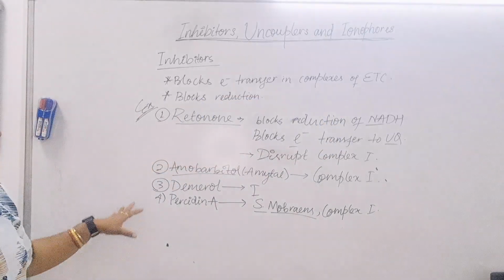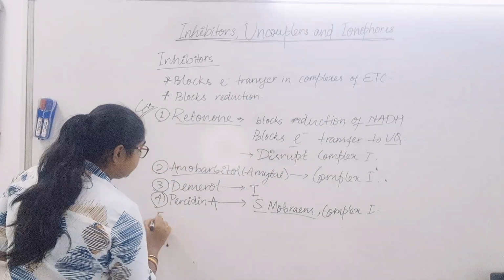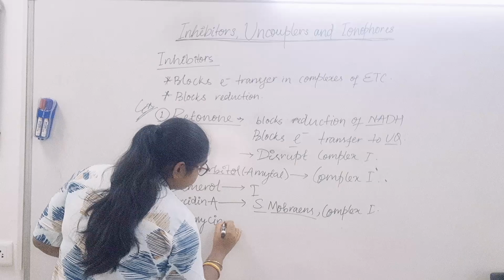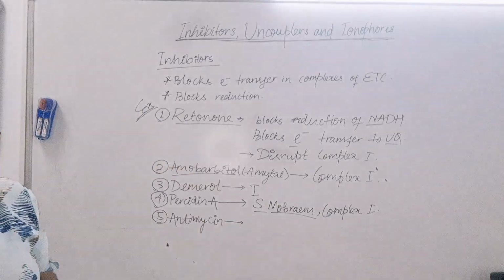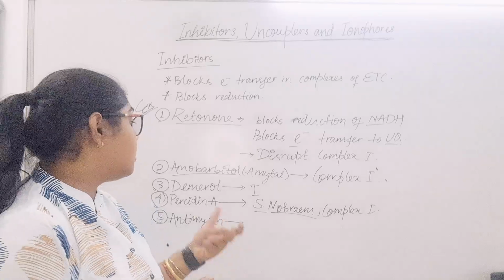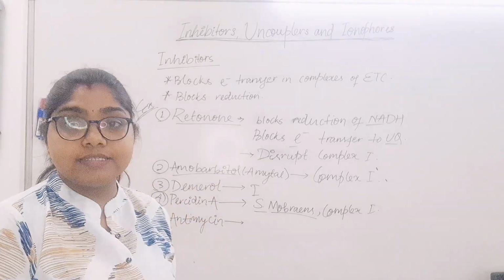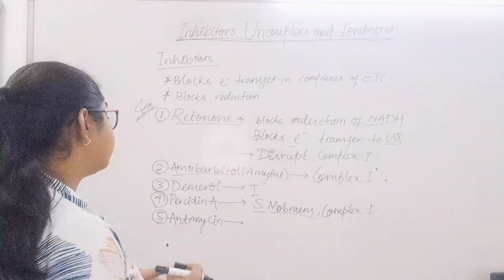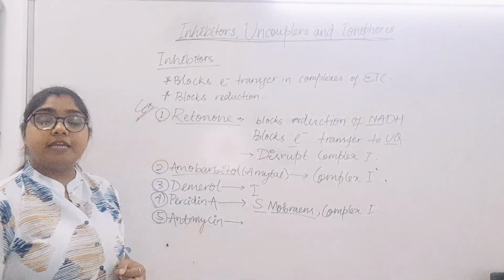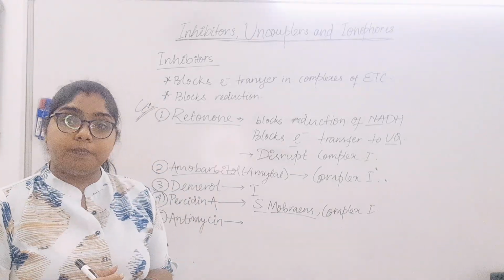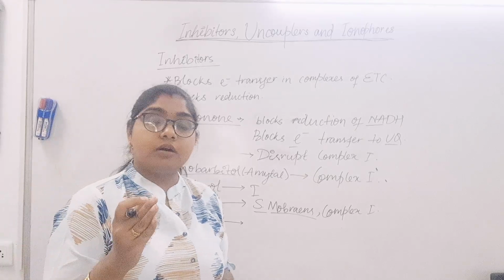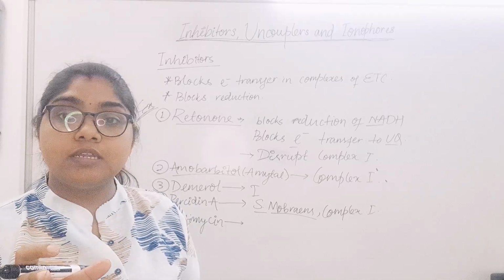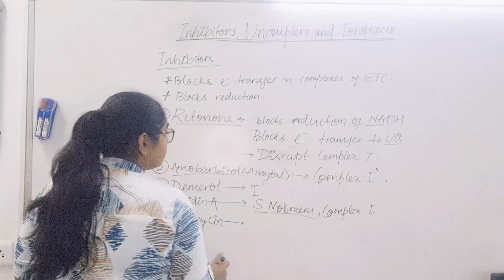Then another one is antimycin. Antimycin is also a bacterial metabolite which comes from the extract of Streptomyces species. It acts as an insecticide, a fungicide, and also a fish poison. This antimycin blocks the electron transfer from cytochrome b to cytochrome c1. If you remember, while we were studying the complexes of the electron transport chain, cytochrome b and c1 are present in complex 3.